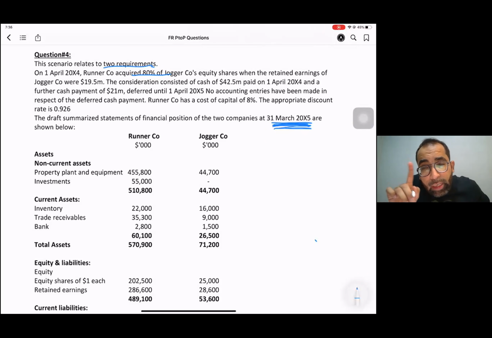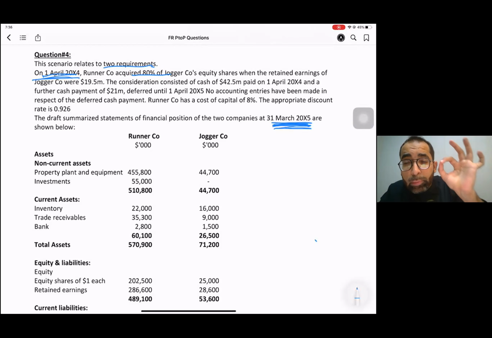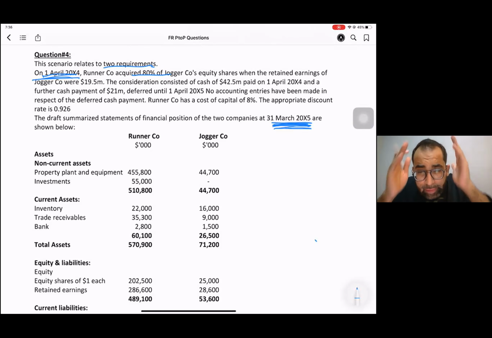So definitely the beginning of the year, go 12 months back, is 1st April X4. Thank God there is no mid-year acquisition in this question. You acquired the company on the first day of the accounting period, okay? And there is a 1 year gap. From 1st April X4 to 31st March X5, there is only 1 year between the acquisition date and the disposal date.